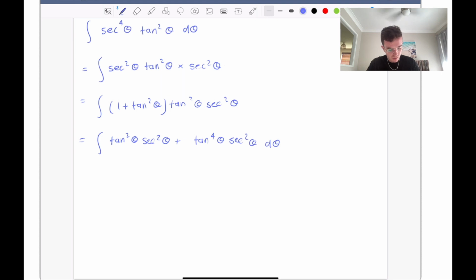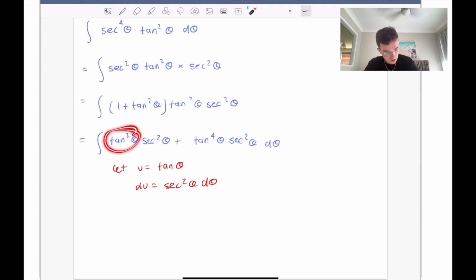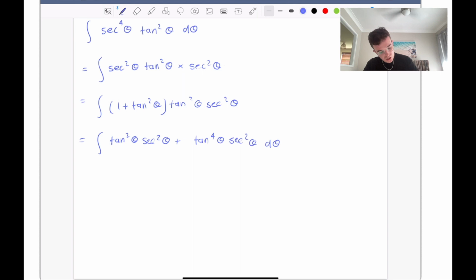Now to do that, we do know the integral of tan x sec of x is sec of x, but we don't know the integral of tan x sec squared of x. So we might let u equal tan of x, or tan of theta in this question, which means du is sec squared of theta d theta. So we can see here that that is going to be du, and this is going to be u squared. So of course our answer is going to be u cubed on 3, which is tan cubed theta on 3.